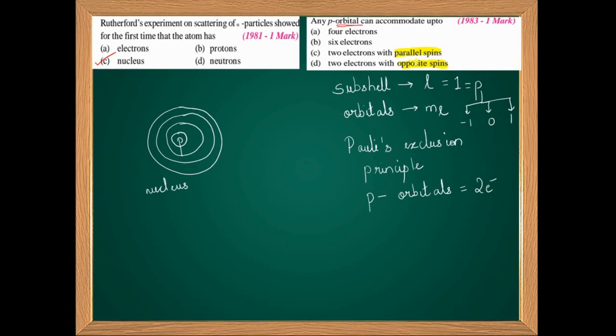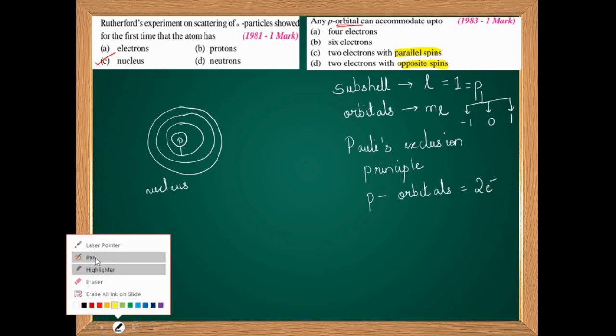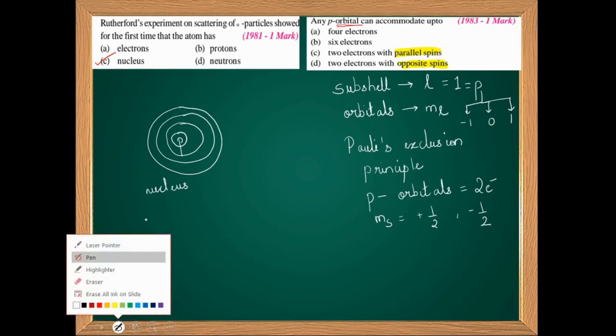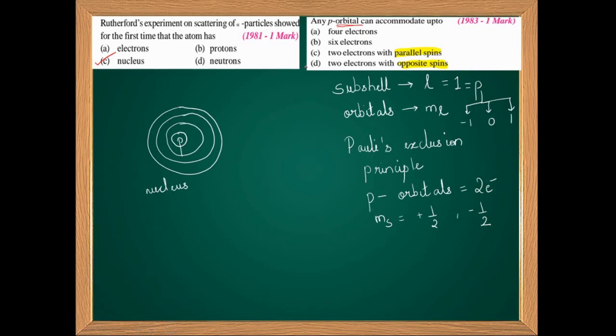Since all four quantum numbers cannot be the same, the spins are different. And the spins being different means both electrons have opposite spin. We have learned that the ms values for the two electrons in the same orbital are plus half and minus half. So the spins are opposite, and the right answer to this question will be option D, two electrons with opposite spins.